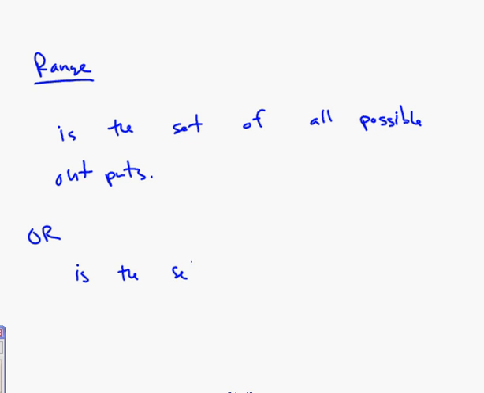Range is the set of all possible outputs. Or another way to put it, it's the set of y values. And by now, I want you to think, when you hear the word y values, think of outputs. They're like synonyms. That a function attains.